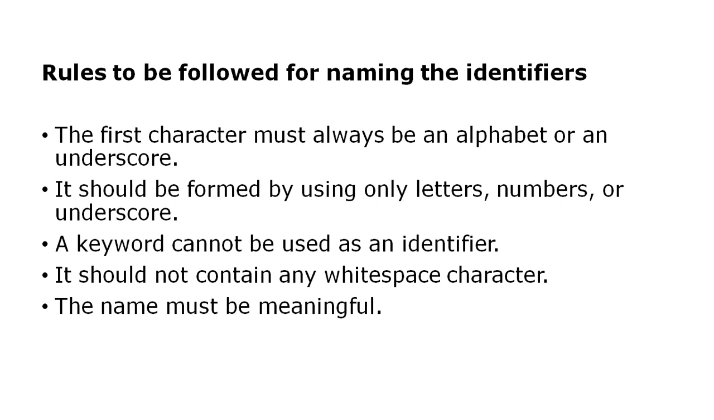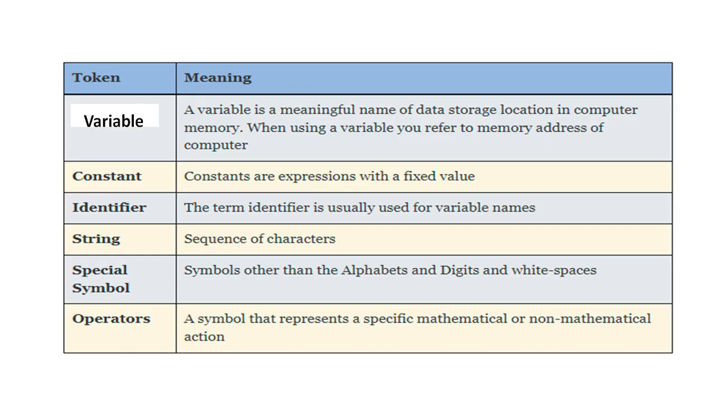And rules to be followed for naming the identifiers. There are some rules while giving the variable names. So in tokens: variable, constant, identifier, string, special symbols and operators.